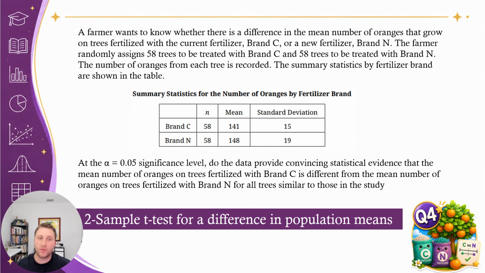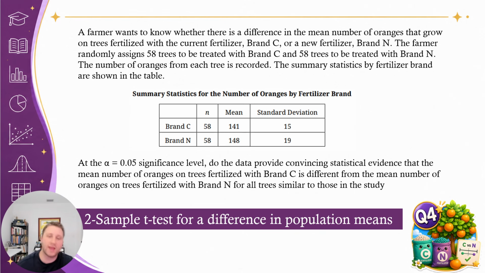The question says, a farmer wants to know whether there's a difference in the mean number of oranges that grow on trees fertilized with the current fertilizer brand C or a new fertilizer brand N. The farmer randomly assigns 58 trees to be treated with each of those two fertilizers, and the number of oranges from each tree is recorded. So this is another experiment. The summary statistics by fertilizer brand are shown in the table below, and again, I would be very happy that they gave you the summary statistics and not the data itself, because number one, you didn't waste time typing those values into your calculator, and number two, you didn't risk making a mistake as you type them.